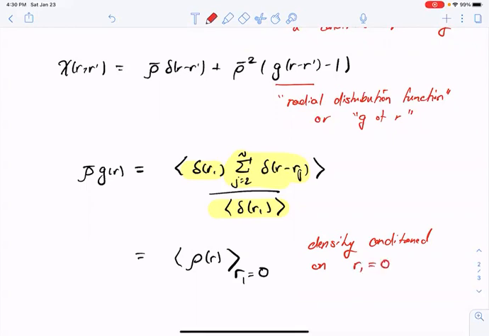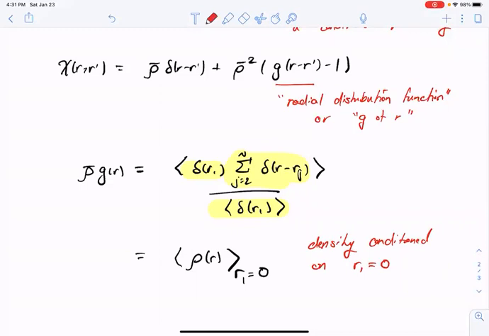So if the particles are uncorrelated, all j particles in the highlighted sum don't care about R1 being at the origin. This would return just the bulk density. However, if the particles are correlated, like you'd expect particles that take up a finite amount of size to be, then the density at some r away from the origin will depend, at least for some distance away from the origin, on that conditioning.